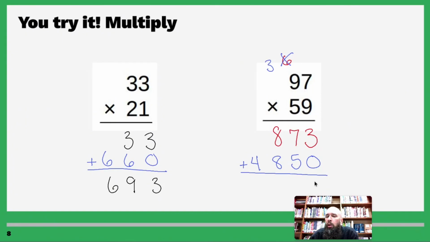3 plus 0 is 3. 7 plus 5 is 12. Write out the 2. Carry the 1. 1 plus 8 is 9. 9 plus 8 is 17. Write out the 7. Carry the 1. 1 plus 4 is 5. 1, 2, 3 digits, comma. 97 times 59 is 5,723.